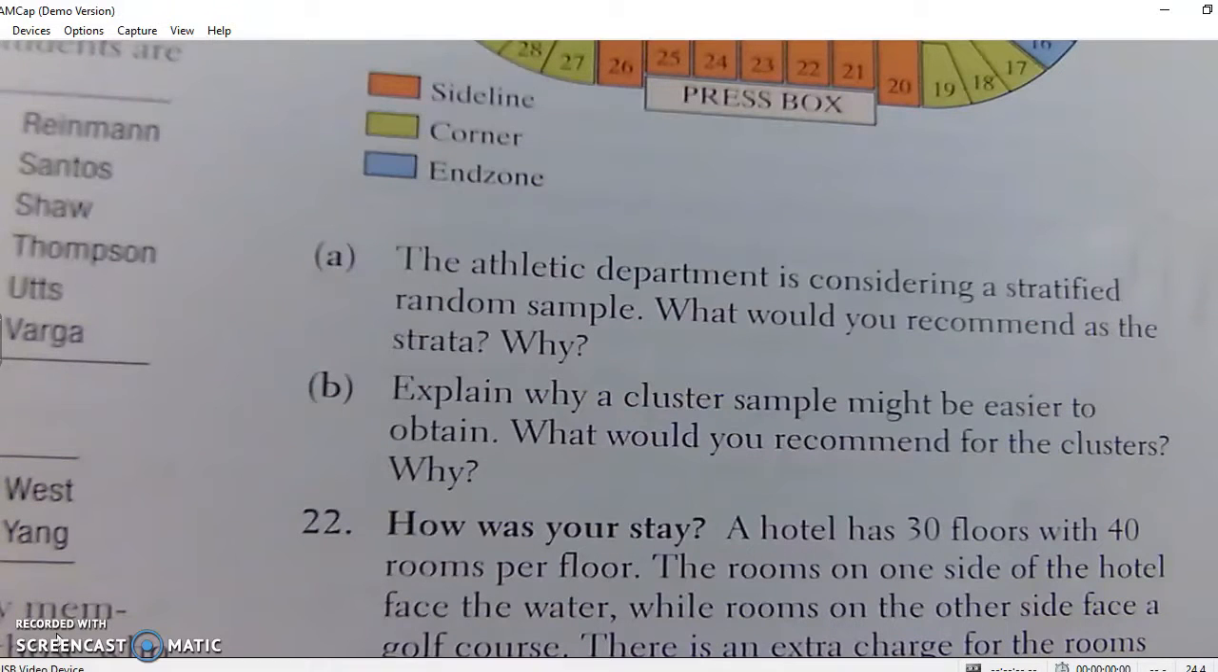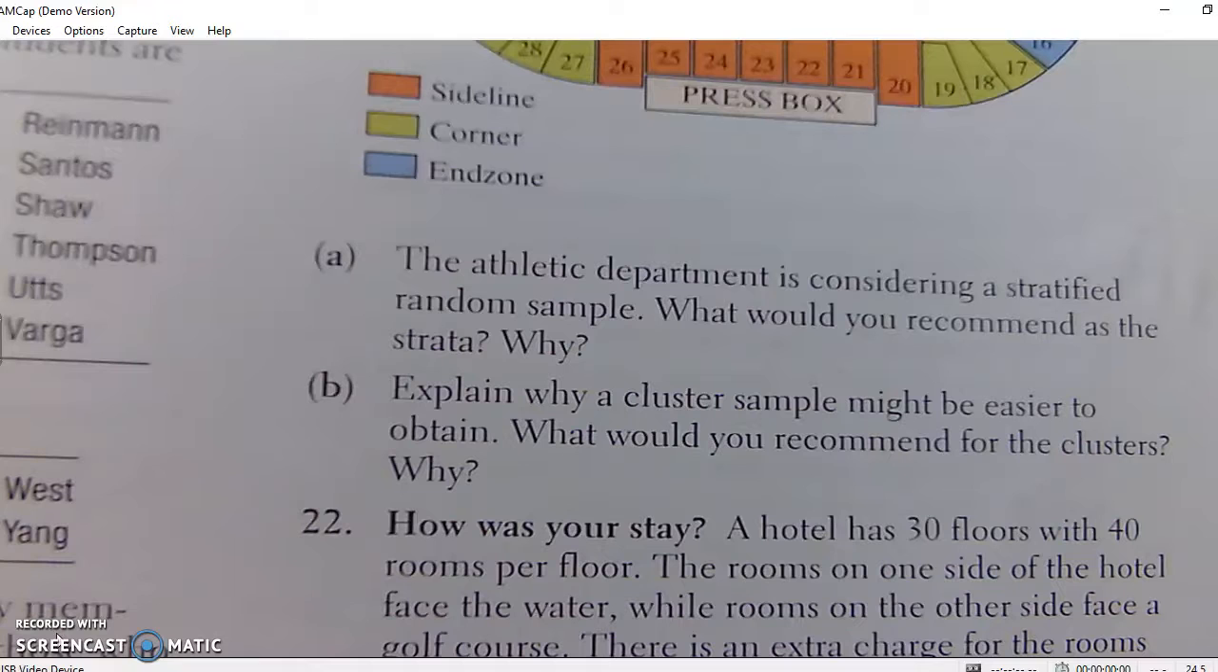And since we're asking something about what concessions that are sold during the games, we want to be able to look at the money relationship in this problem. So the most relevant similarity between the people sitting in the stadium is going to be the fact of whether or not they're sitting in the sideline, corner, or end zone.